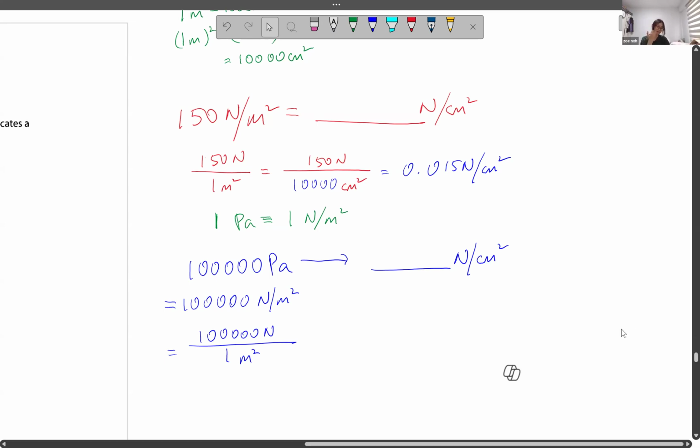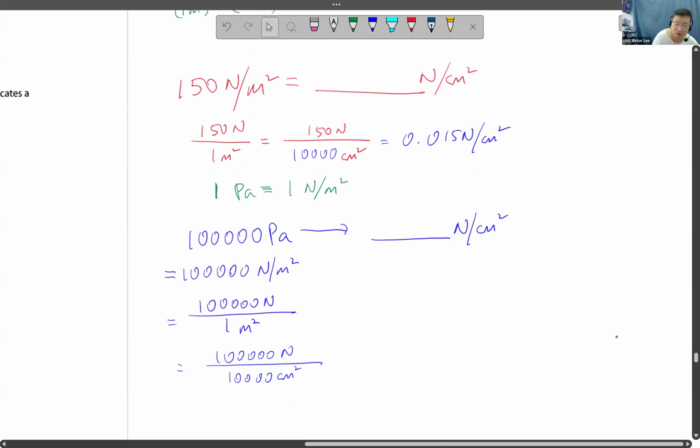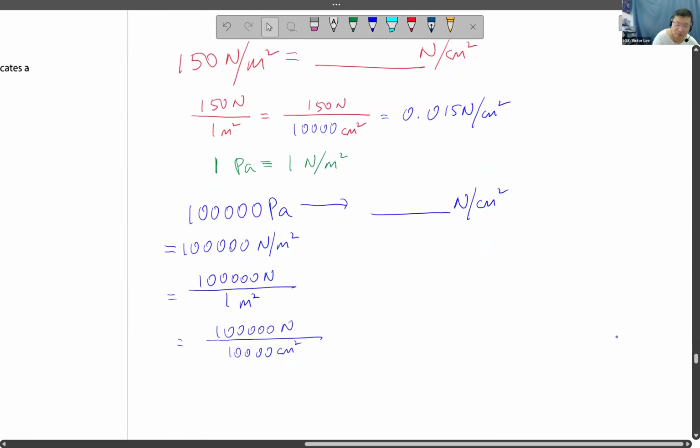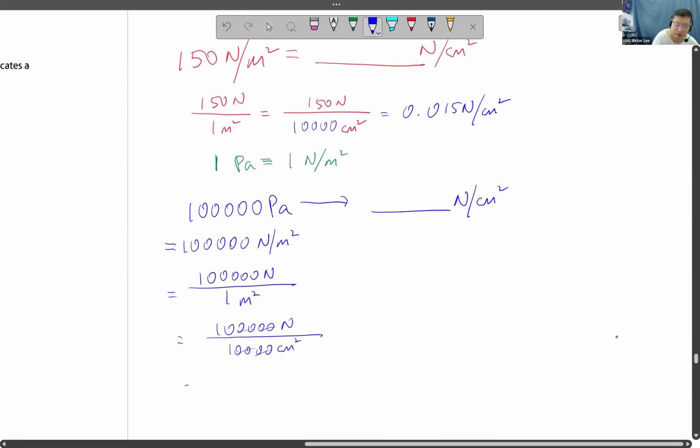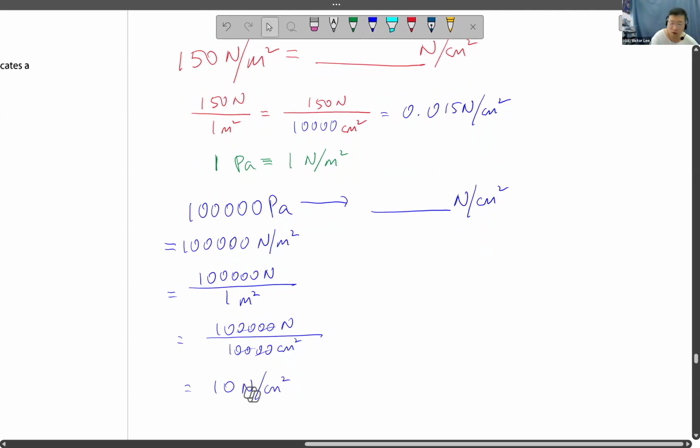Is it 10? Let me see. Yes, correct. So this one is as good as 100,000 Newton over 10,000 cm square. And that will cancel out to equal 10 Newton per cm square. See that? Okay, let's do conversion.